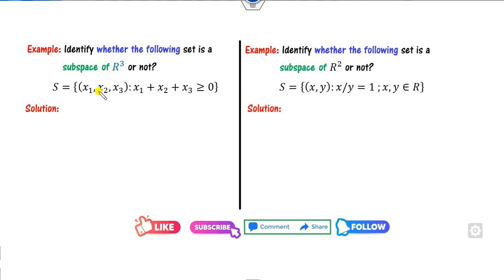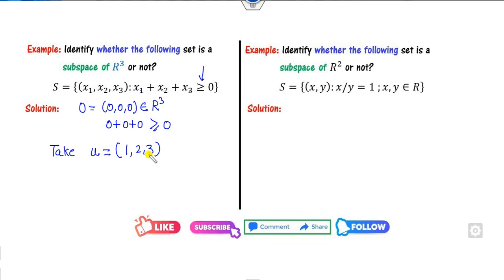Now look at this one. Firstly you can check about the 0. 0, 0, 0 is a part of R cube. So clearly 0 plus 0 plus 0 is greater than or equal to 0. Equality is satisfied. Always remember, whenever there is a form of some equation or inequality, always try to find a counter example. Now say u, you can choose any u which satisfies the sum greater than 0. I can choose this number, the sum is greater than 0, or remember this suggested that the sum will be greater than 0.